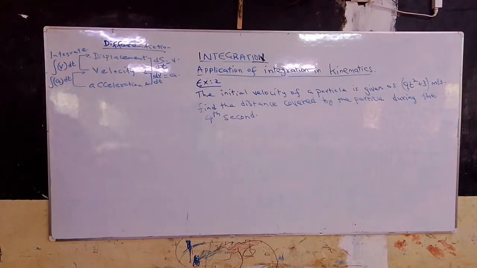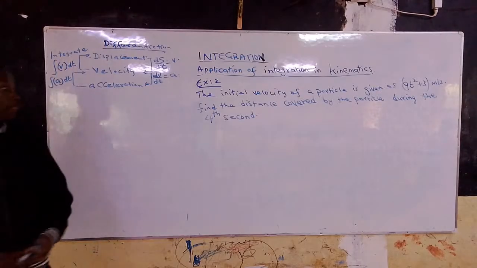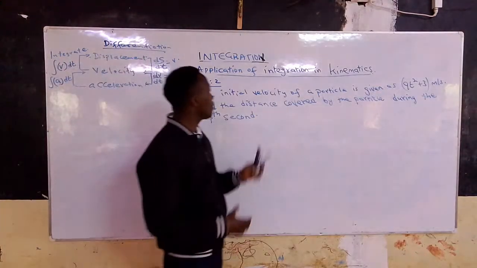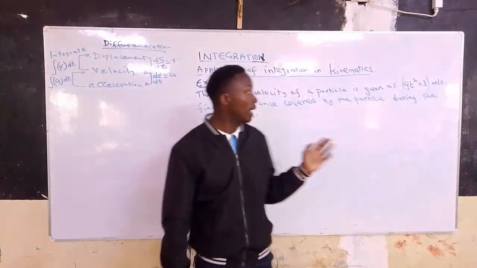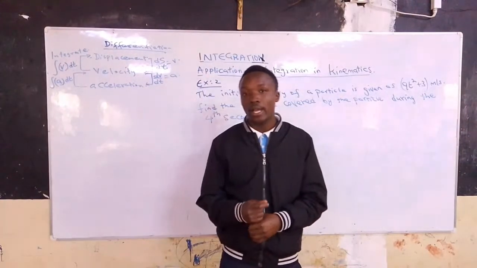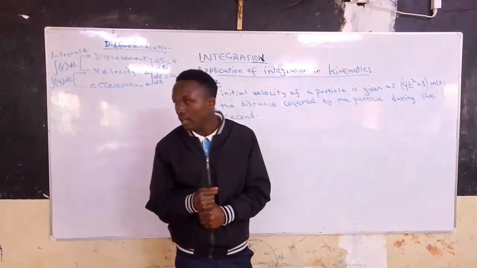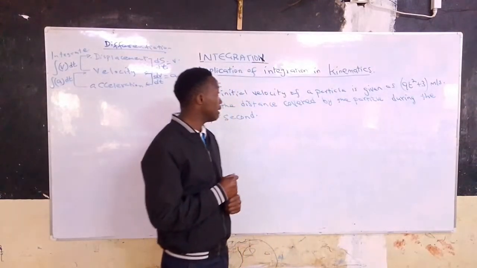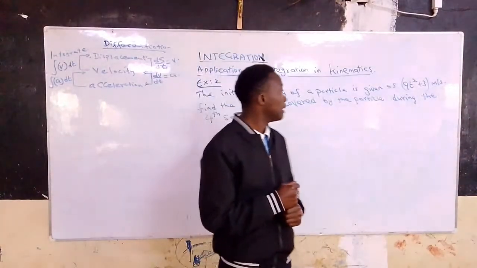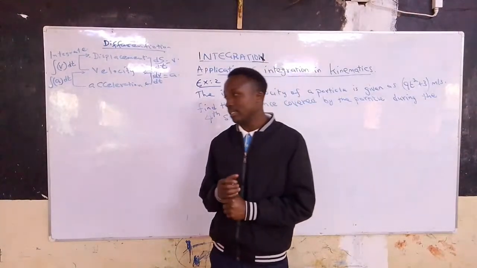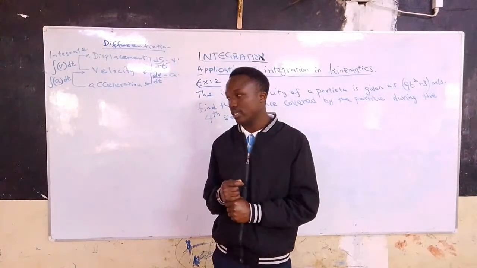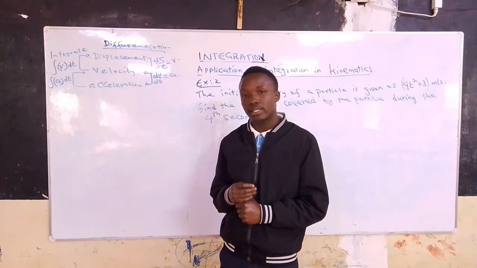So we are going to determine that one, and we have been given the equation for velocity. The velocity of a particle is given as 9t squared plus 3, and we are supposed to determine the distance during the 4th second. This is how we are going to go about it.